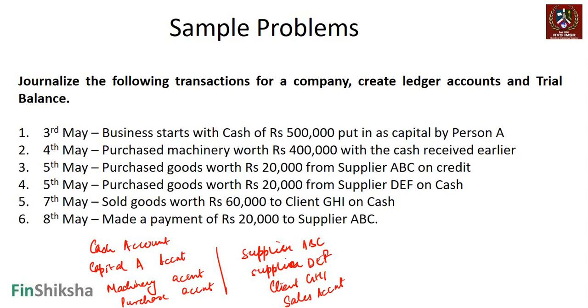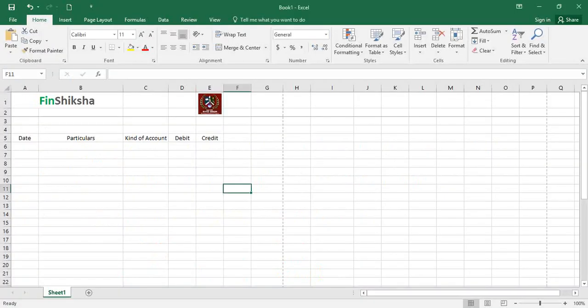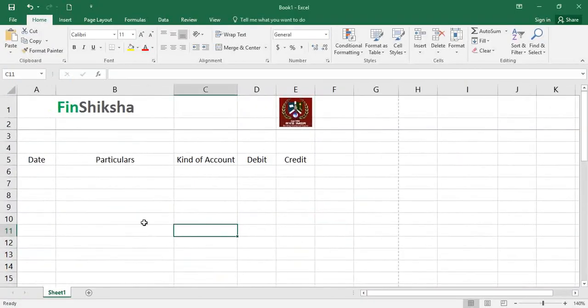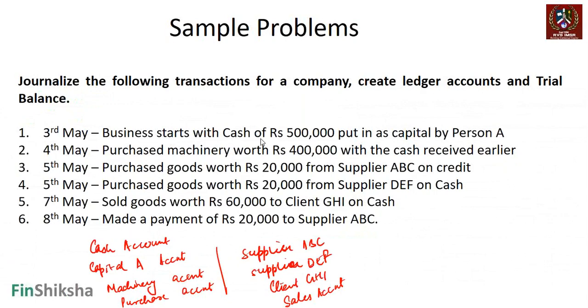We don't necessarily need to create everything under the sun on the ledger. The most important ledgers would be those where a lot of transactions are happening. But anyway, let's start with the journalizing process. Let's create the journal for each of these transactions, starting 3rd May, first transaction. So we go to this file where we have the date and the particulars put in. The first date is 3rd May, and the particulars are that the company has started the business with cash of 5 lakh put in as capital by person A, right?